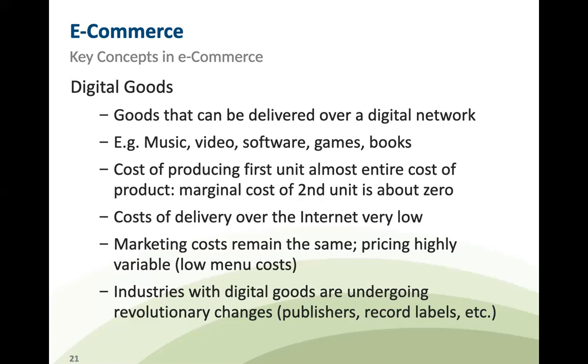For example, let's say you are going to write a book or write a software. There will be only an initial cost. Thereafter, what you need to do is replicate that. So the cost of producing the first unit is almost the entire cost of the product. The marginal cost, you know what is marginal cost? Marginal cost means the cost to be borne when you produce one extra unit. So the marginal cost of the second unit is about zero.